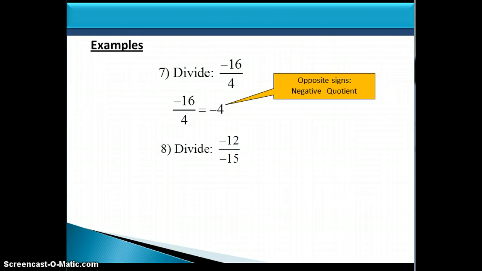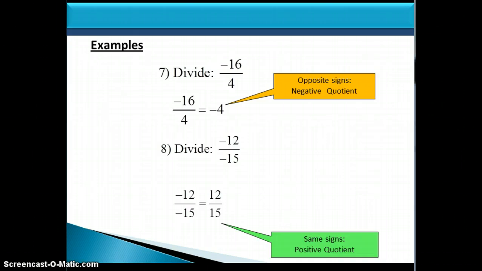Now let's divide negative 12 by negative 15. Here we have the same signs, so we have a positive quotient. Now 12 cannot be divided evenly by 15, so what we would want to do here is to reduce that fraction to simplify. Now of course this can be done in one step, but just keep in mind that a negative divided by a negative will always be a positive, and then if you can't divide that evenly, make sure you just reduce that fraction.